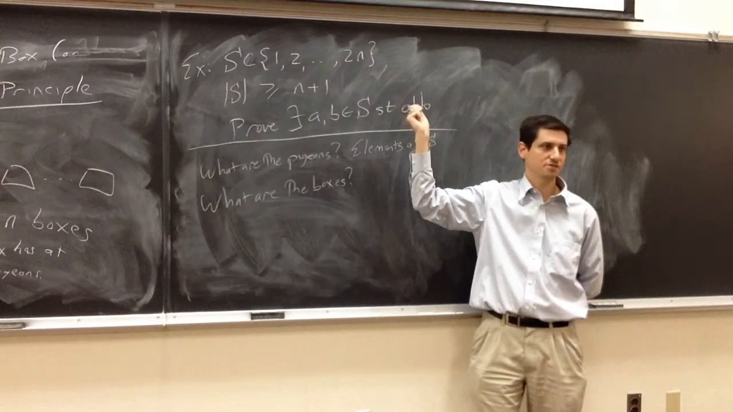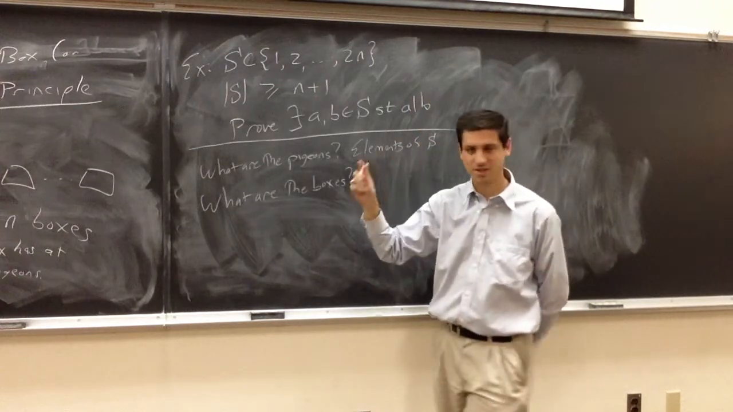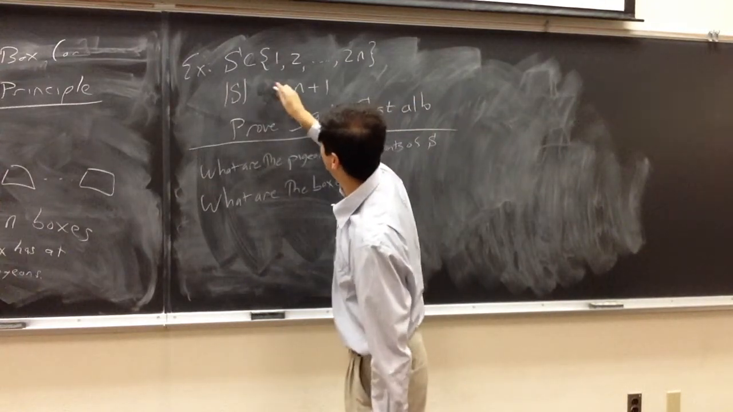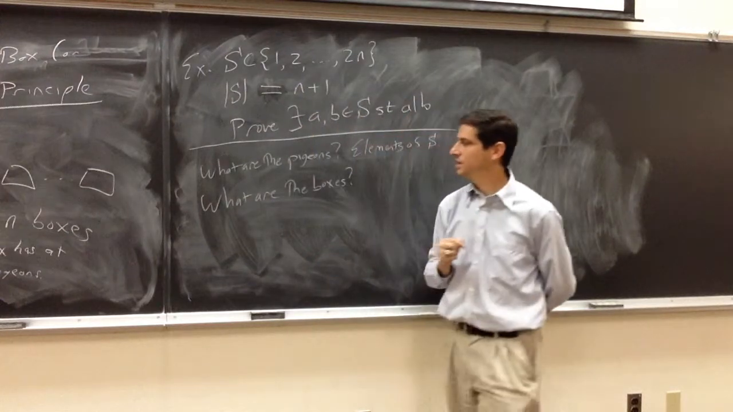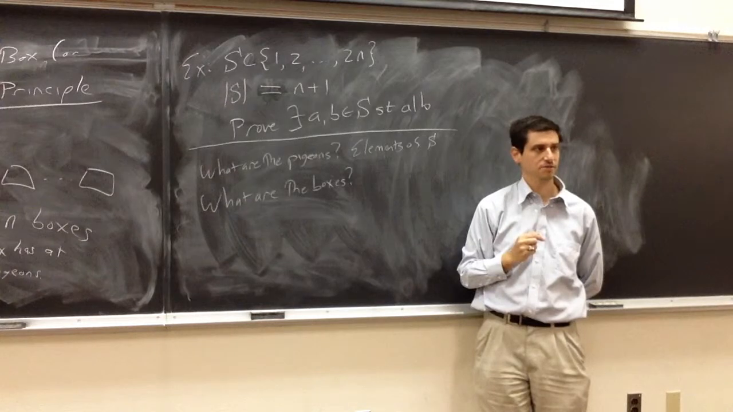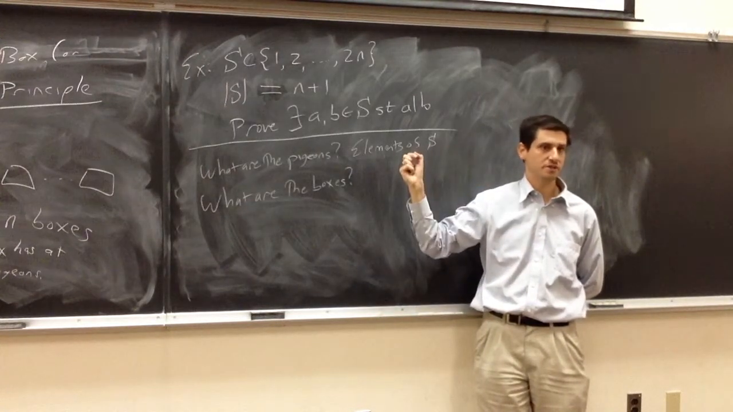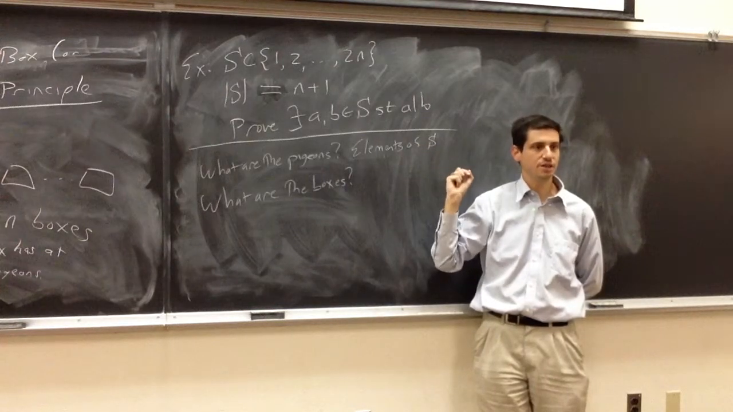What's the easiest case? S has 2n elements, okay? I'm not going to give you something like that. So let's make it a little bit harder. Now, it should not be immediately clear what the boxes are. So if you haven't seen this problem before, it's not clear what the boxes are. So the question is, how do you identify the boxes?